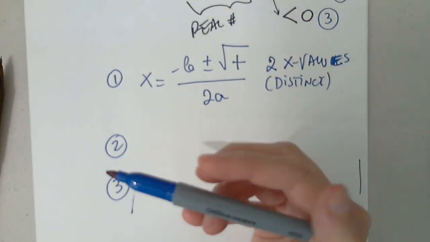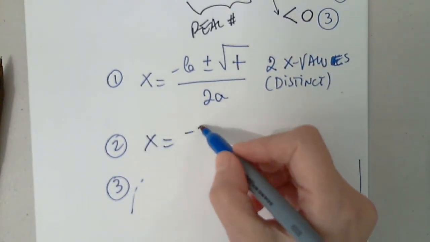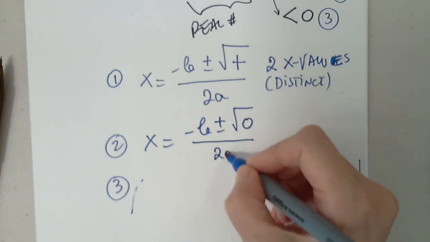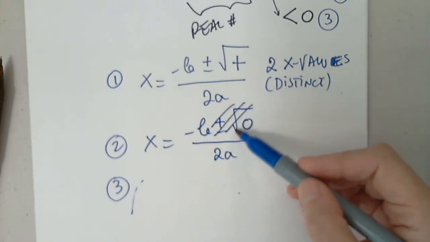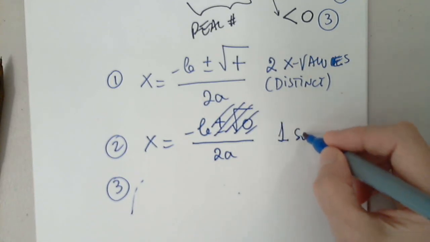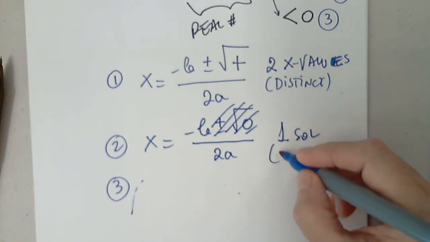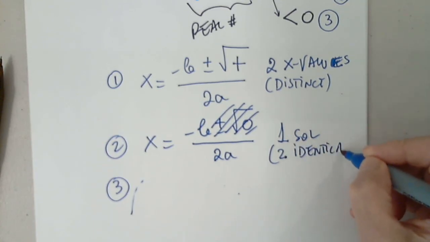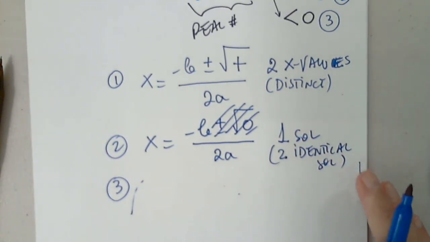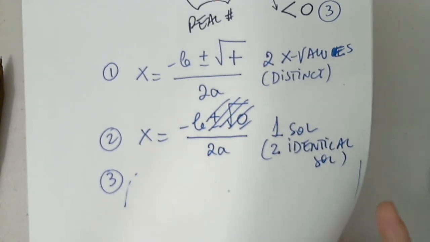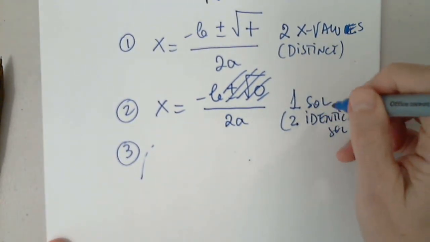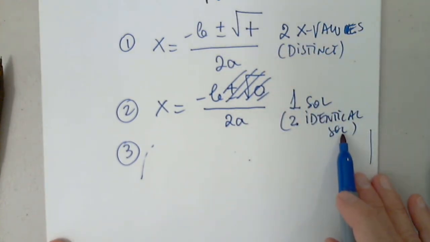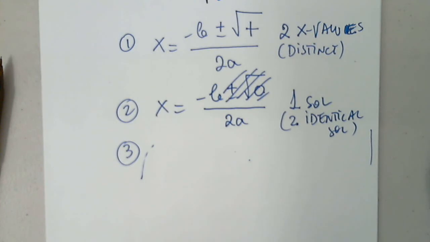In the second case, when I have negative b plus or minus the square root of 0 divided by 2a, I have one solution. Actually, two identical solutions. Like you found a few minutes ago, and you said, what do I do? There is only one solution. True, one solution, because the discriminant is 0, but they're actually two identical solutions because we are still talking about a quadratic equation.